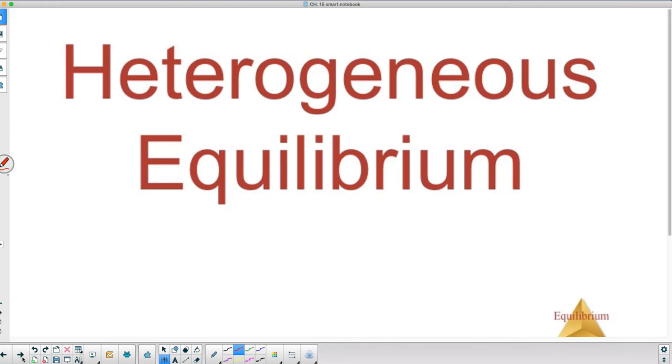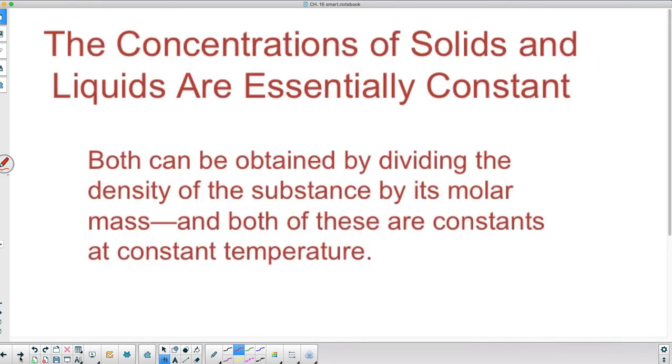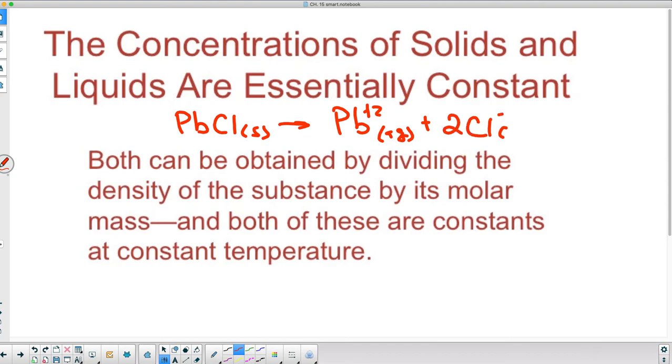So heterogeneous equilibrium. So let's talk about concentrations of solids and liquids. They are essentially constant. So when you have something that looks like this, I've got PbCl2 over here, and over here I get Pb2+, and that's aqueous because that's dissolved in water, and I get 2Cl-, and that's dissolving lead(II) chloride. So when you're dissolving lead(II) chloride, your products are going to be the ions that you see over here.